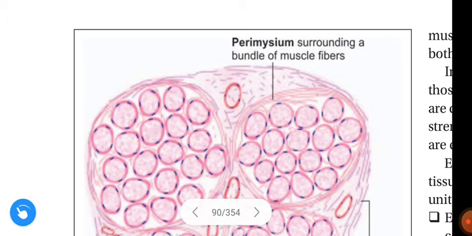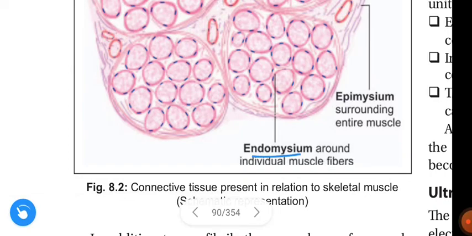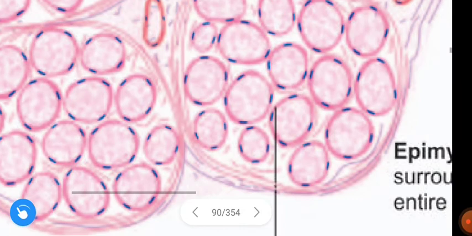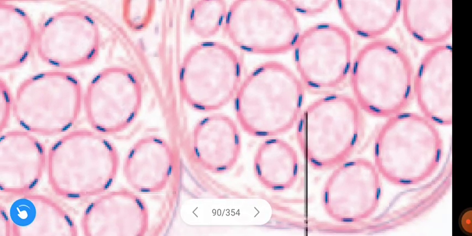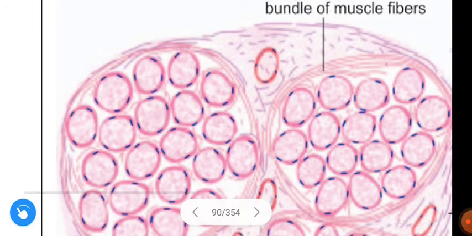The fasciculus is nothing but a bundle of muscle fibers. This is the fasciculus, which is a bundle of muscle fibers. Next, coming to the endomysium. Endomysium is related to the one muscle fiber. The loose connective tissue surrounding each muscle fiber we call endomysium. This is about the connective tissue in relation to the skeletal muscle.